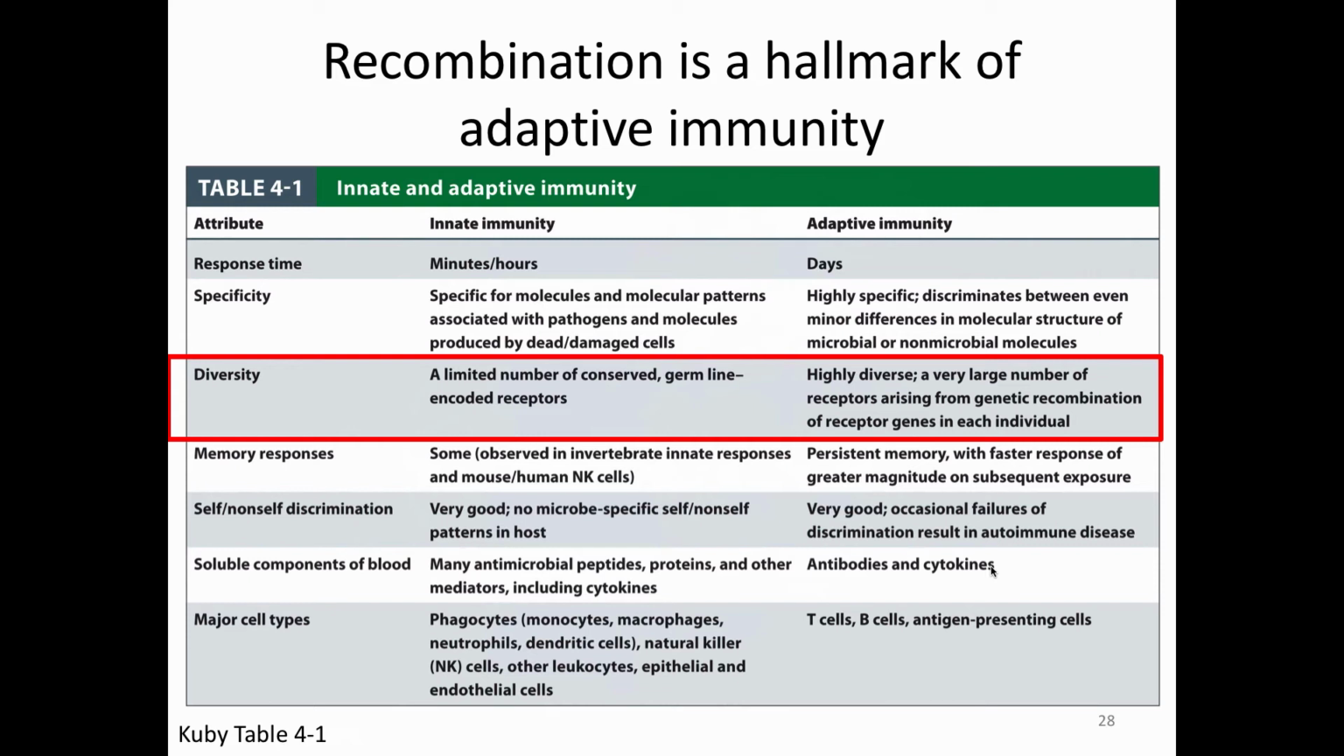So whenever you see these charts of what's the difference between innate and adaptive immunity, you often see with adaptive immunity, there's something about diversity, a highly diverse repertoire, a very large number of receptors arising from genetic recombination. And then for innate, it always says conserved germline encoded receptors, which means they're just normal things encoded by normal genes. They don't do VDJ recombination. One of the things that's part of the definition of adaptive immunity is this VDJ recombination process.